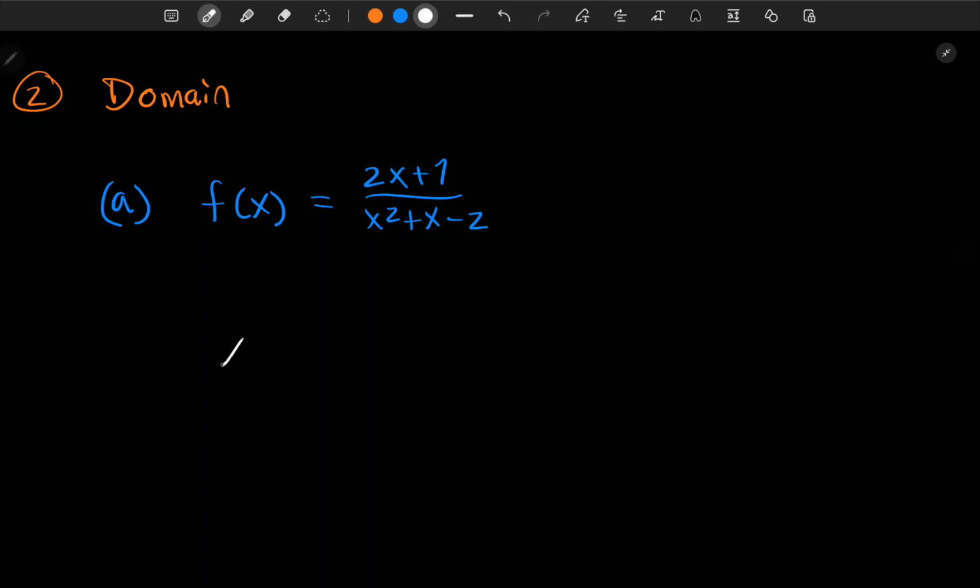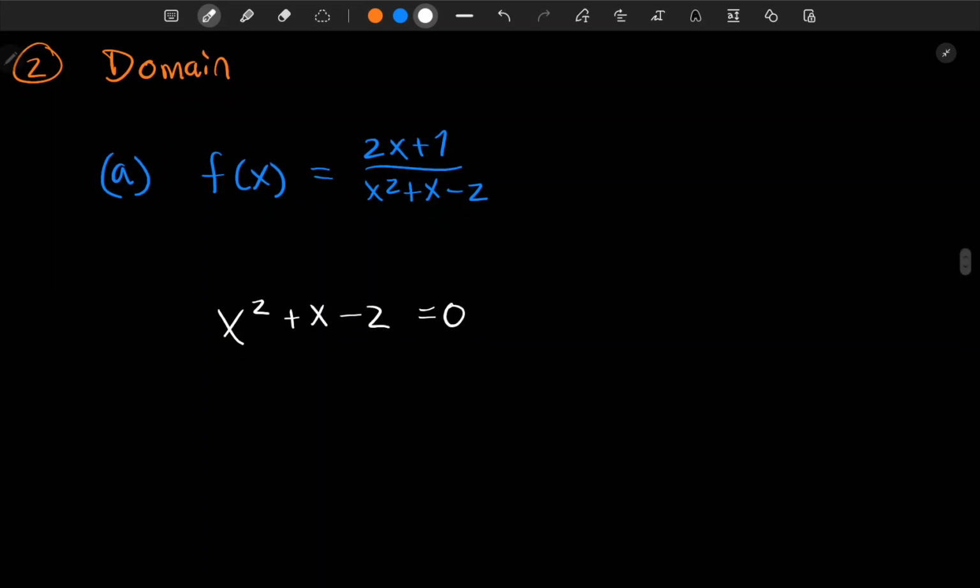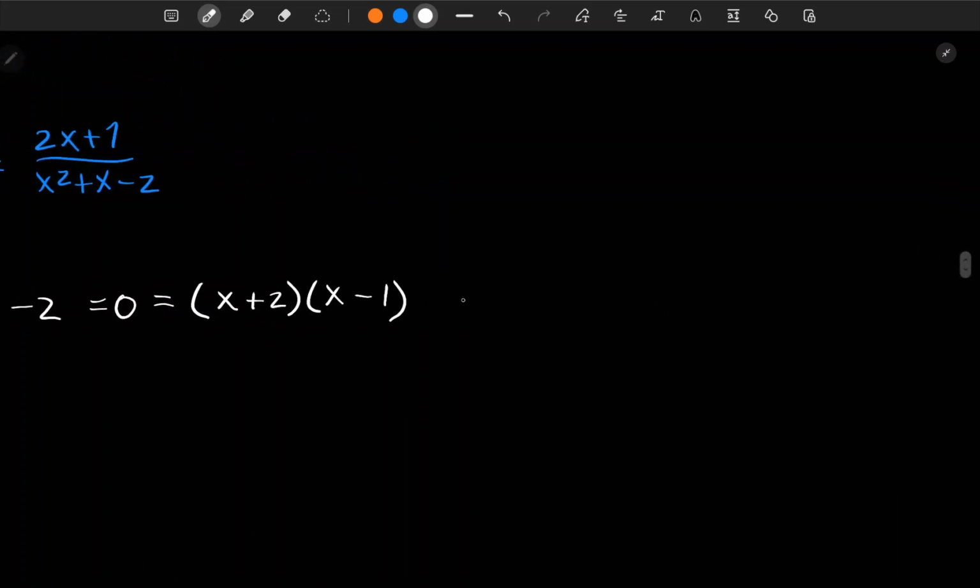So we say we want x squared plus x minus 2 equal to 0. Well, we could use the quadratic formula, or we can notice that this can be factored into the product x plus 2 times x minus 1. Then this is equal to 0 when x is equal to 1 or negative 2.